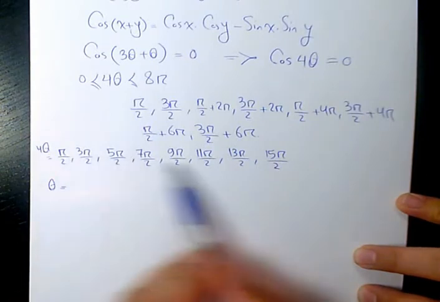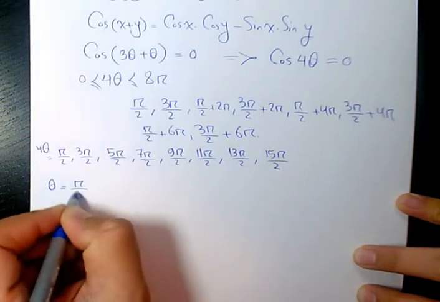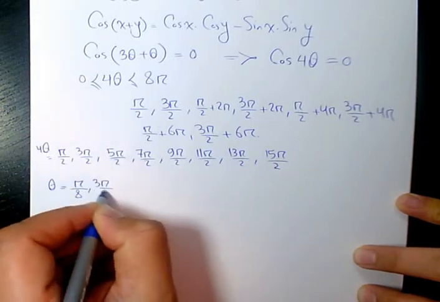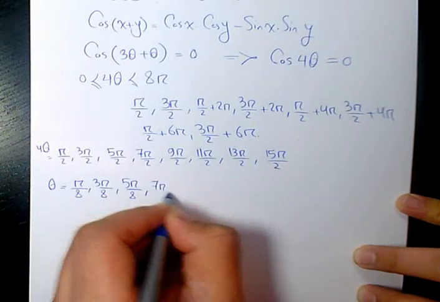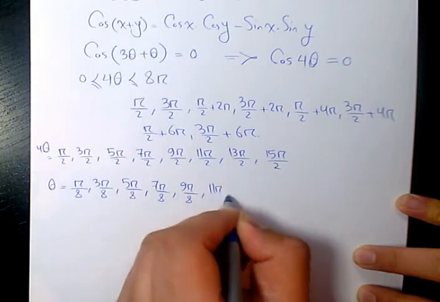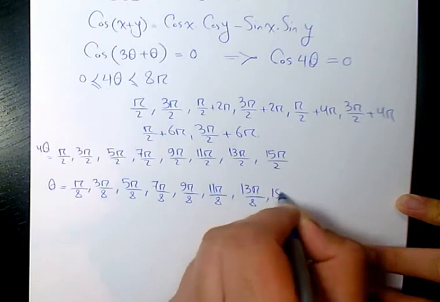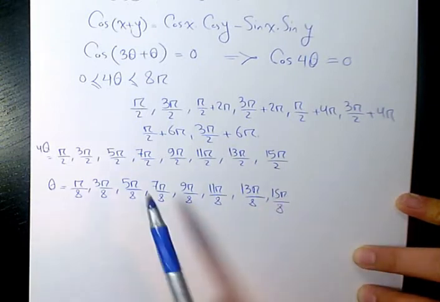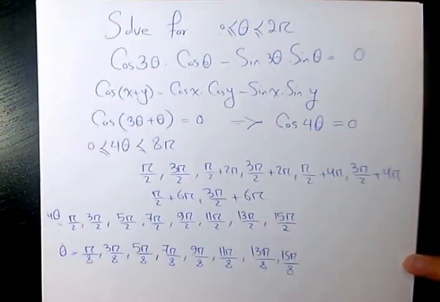So I need to divide all these answers by 4. So we have pi over 8, 3 pi over 8, 5 pi over 8, 7 pi over 8, 9 pi over 8, 11 pi over 8, 13 pi over 8, and 15 pi over 8. So we have 8 answers: 1, 2, 3, 4, 5, 6, 7, 8. We have 8 answers to this question.